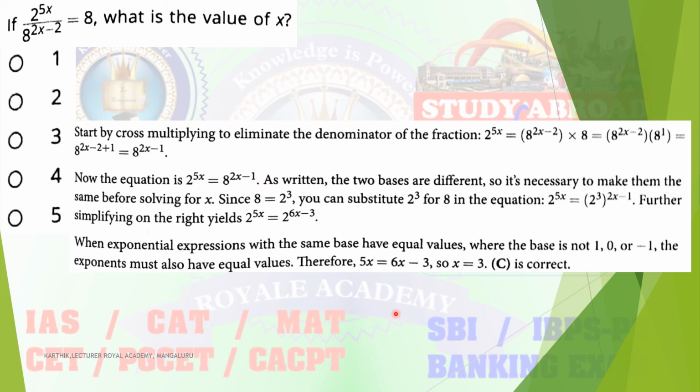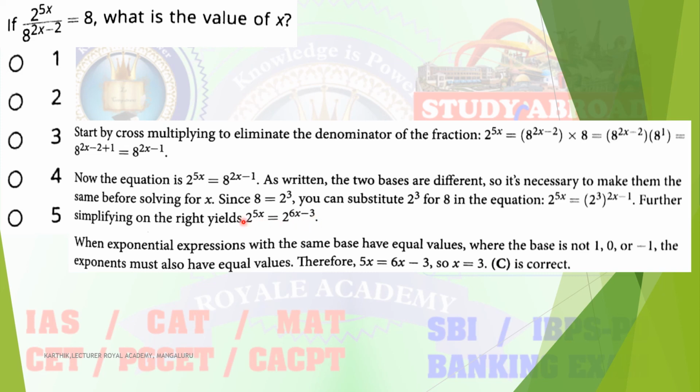So how can we simplify this equation? 8 you can also write in terms of 2 to the power of 3. Then 2 to the power of 5x is equal to 2 to the power of 3 into 2x minus 1. Further simplifying, just multiply: 3 times 2x is 6x and 3 times 1 is 3. So 2 to the power of 6x minus 3.